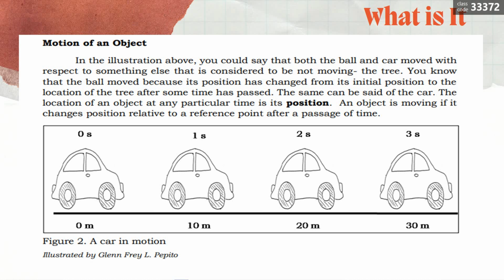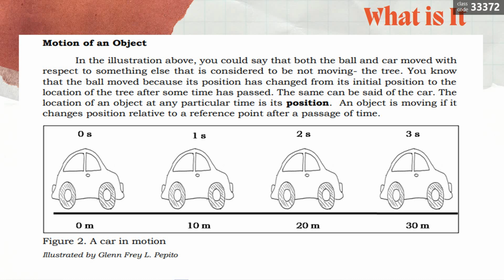Okay, let's move on. Motion of an object. In the illustration above, you could say that both the ball and car moved with respect to something else that is considered to be not moving, the tree. Again, this is the reference point, the tree. You know that the ball moved because its position has changed from its initial position to the location of the tree after some time has passed. The same can be said of the car.